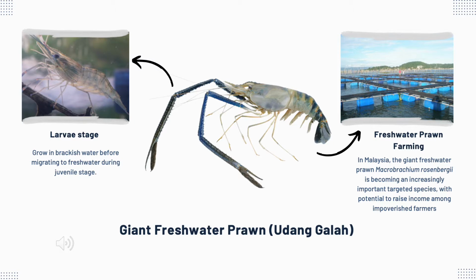eat udang galah. And I am pretty sure everyone is familiar with how udang galah looks like, just like in the photo shown here. The left photo shows you the larva stage of udang galah, and basically, these baby prawns can be found living in the brackish water, and once they mature into adults, they will go back to the freshwater. In Malaysia, the giant freshwater prawn, Macrobrachium rosenbergii, is becoming an increasingly important targeted species with potential to raise income among impoverished farmers.